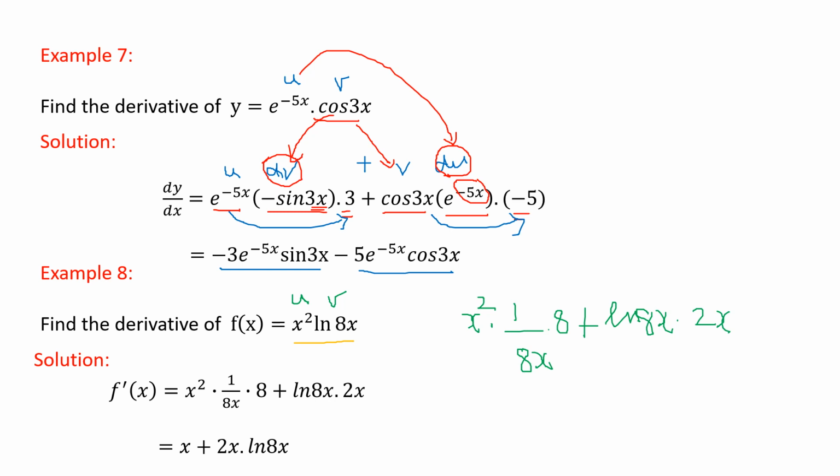Now by cancelling 8 and 8, and by cancelling x and x, we are left with x in the first term plus 2x multiplied by ln 8x in the second term. So this is our final answer.